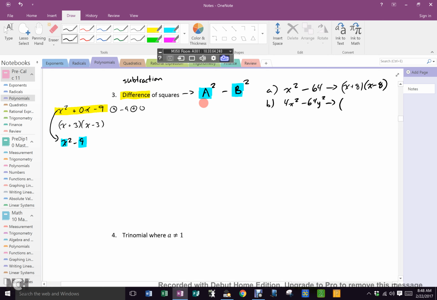I've trapped you all. Please notice that when you factor this out, you get the square root of the first one plus the square root of the second one. Then you get the square root of the first one minus the square root of the second one. So what is the square root of the first term here? 2x. Plus, what is the square root of the second term? 8y. And then you get the same thing. Is everybody okay with that?